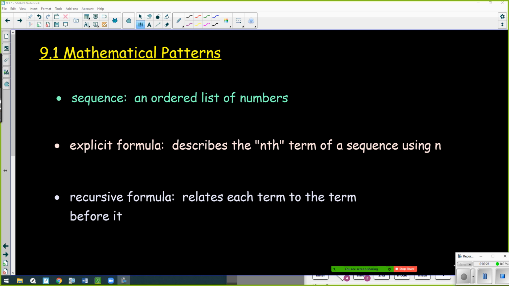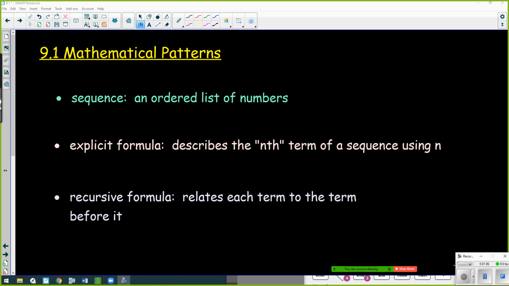So I have some vocabulary for us if you want to take a minute and just copy down the vocabulary, and then we're going to add to these definitions. So leave a couple lines of space between each of the bullet points. A sequence is an ordered list of numbers. An explicit formula describes the nth term of a sequence using n, and a recursive formula relates each term to the term before it. So it's a formula that will give you the next term in the sequence based on you knowing the term right before this next term. If you need to pause the video, do that now to finish filling in your definitions.